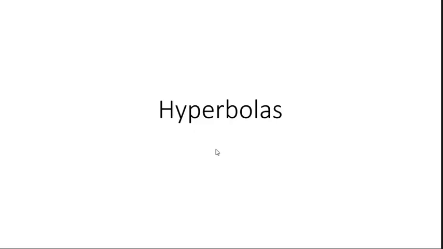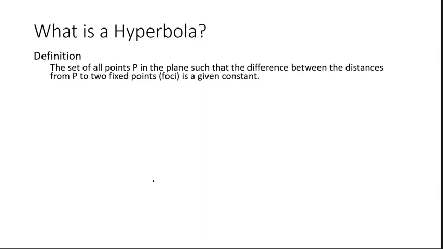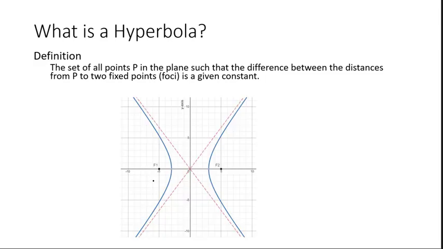In this video, we are going to learn about hyperbolas. So the first question is, what is a hyperbola? Our formal definition is right here, and it says, it's the set of all points P in the plane such that the difference between the distances from P to two fixed points, called the foci, is a given constant. Now this is kind of wordy, and we're going to show you what this looks like here in this picture.